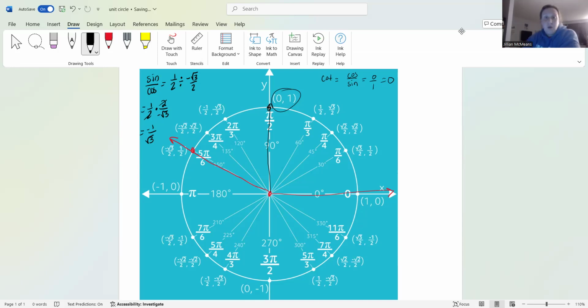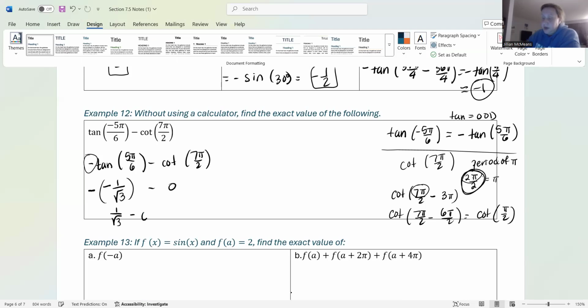Okay? So back to our problem. We have minus 0, so minus 0. So I get 1 over root 3, but I need to rationalize it. So I get root 3 over 3. So after a lot of work, we get the exact value of tangent of negative 5 pi over 6 minus cotangent of 7 pi over 2 is root 3 over 3.